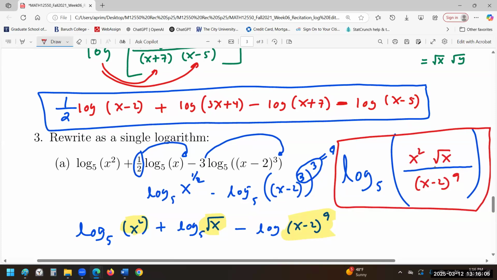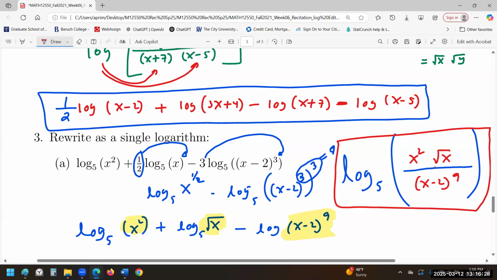If you want, you can stop here. I wouldn't mind. But you can also combine them because they're the same base. So we have 2 power plus 1 half power. That gives us 3 half power. You don't have to do that because it's right as a single log. You have to see how many times you have. If you want, you can do more.